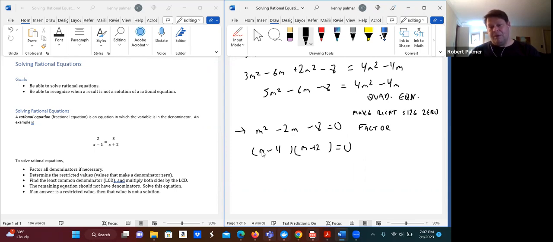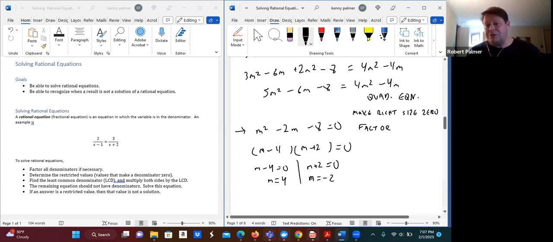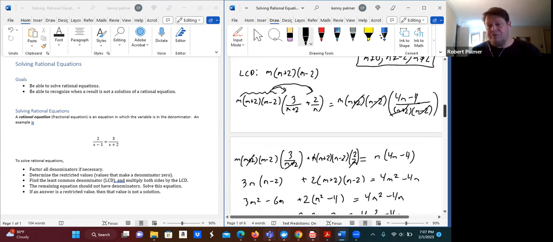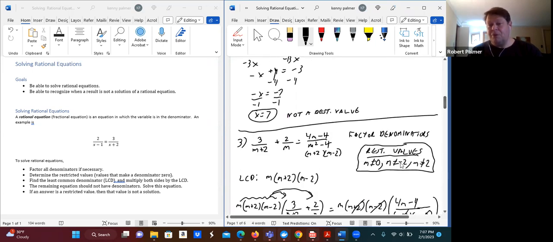Okay, now, once it's in factored form like this, you set each one equal to 0. So m minus 4 is equal to 0. m plus 2 is equal to 0. And so our solutions are m equals 4 and m equals negative 2. Okay, now if you do the quadratic formula, you get both of these as well, 4 and negative 2. Now, once again, take a look at our restricted values. What were our restricted values? We had 3 of them: 0, negative 2, and 2. Those are the values that, if we plug them in, will make our denominator 0.